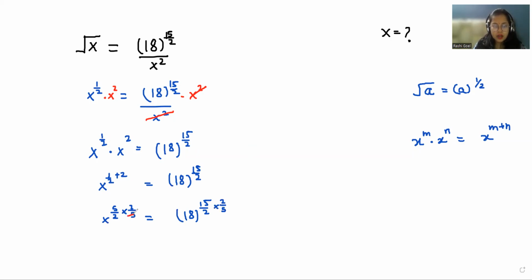So we can cancel out this. And here 2 with 2, and 5, 15 with 3. So x is equal to 18 power 3. So x is equal to 5832.